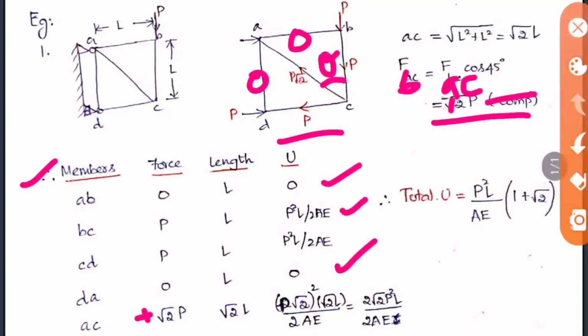Now we are going to add these to get the total strain energy of this whole structure. In that I have taken P square L by AE as a common factor outside. In the bracket you will be getting 1 by 2 plus 1 by 2 plus root 2. So you'll be getting 1 plus root 2. That is the answer for this question. So this is all about the strain energy.